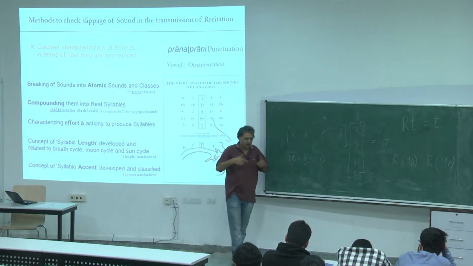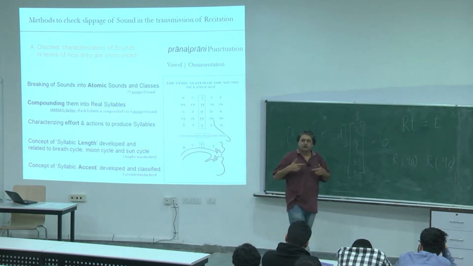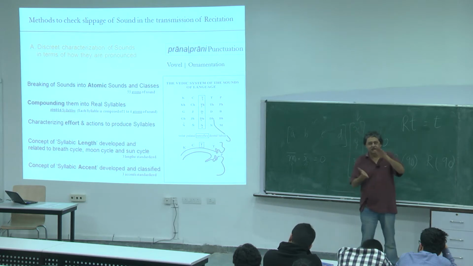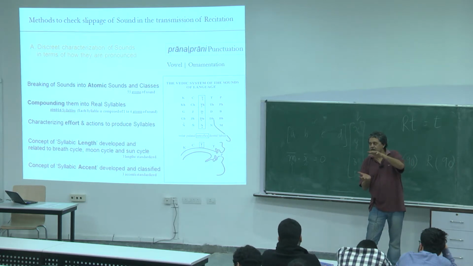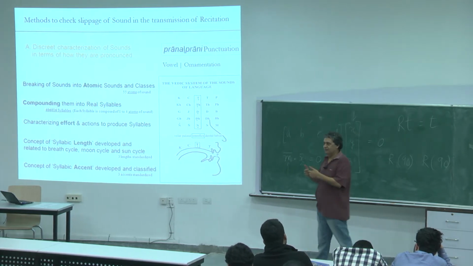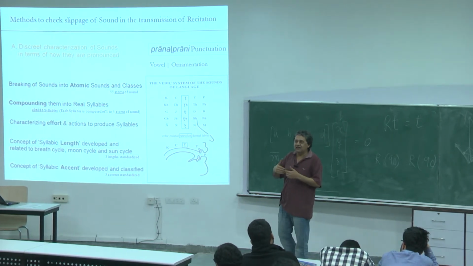All of us breathe, and we breathe cyclically, inhalation, exhalation, etc. This breath cycle and the syllabic time: how many syllables can one do in one exhalation?